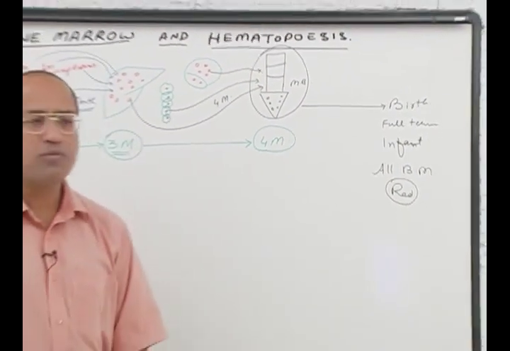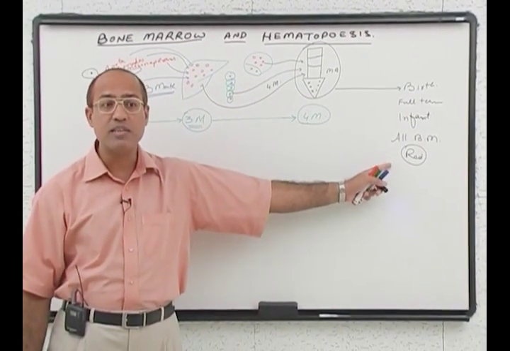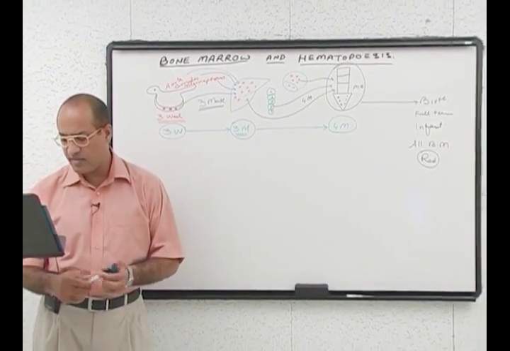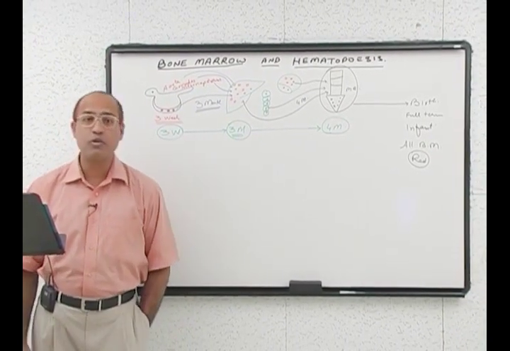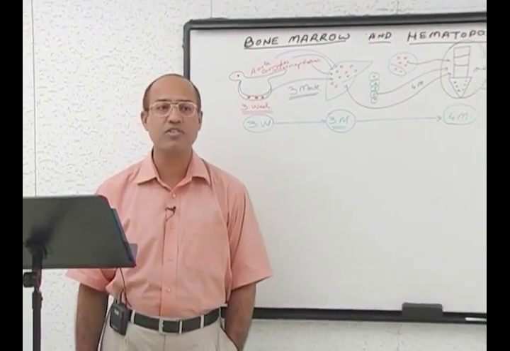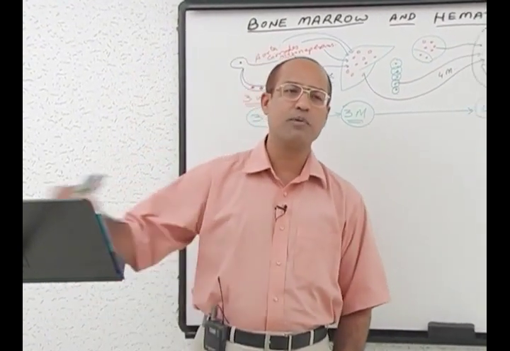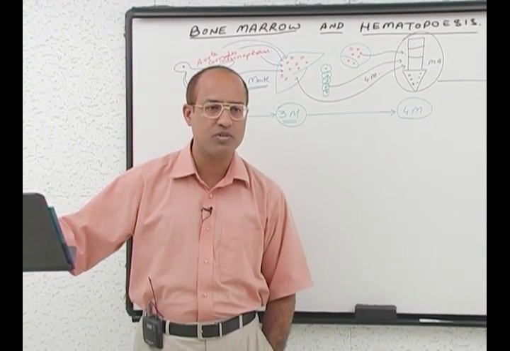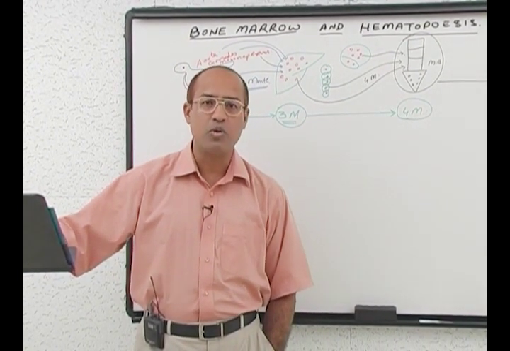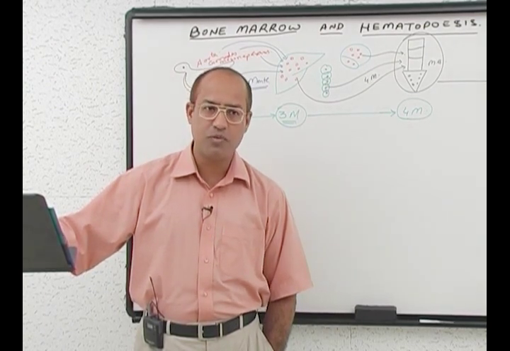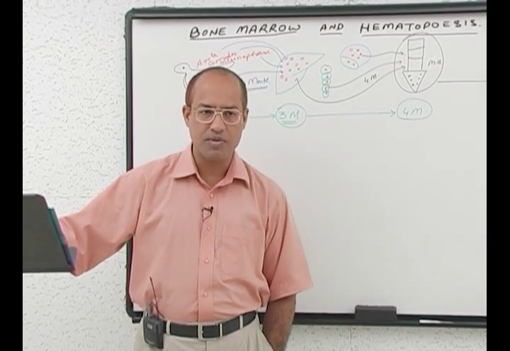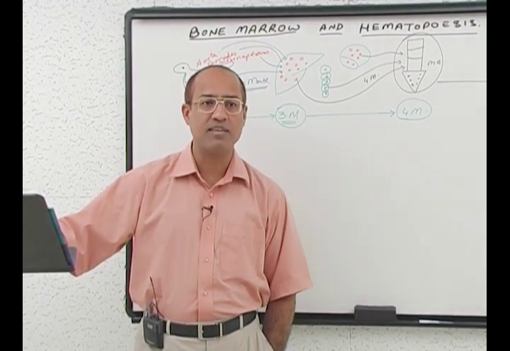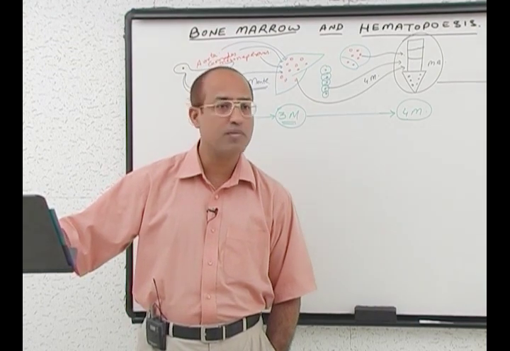Secondly, in a full-term newborn baby, if you find that there is extramedullary hematopoiesis, this should be considered abnormal. Now, what is the concept of extramedullary hematopoiesis? Extramedullary hematopoiesis means hematopoiesis going on outside the bone marrow. For example, if in a full-term newborn infant hematopoiesis is going on in the liver and spleen in big amounts, it means this is an abnormality.